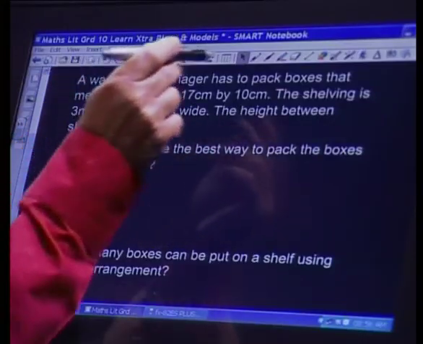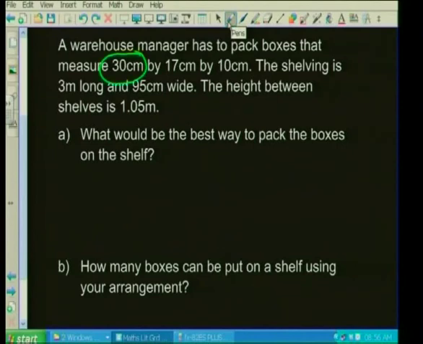Well, I'd need to consider each measurement in terms of my length, my breadth, and my height, and which way it would be best to pack this on the shelf. For example, if I used the length of my box here, the 30 centimeters, and I said, well, okay, the shelving is 3 meters long. How many centimeters is 3 meters? Well, it's 3 times 100, which means it's 300. How many lots of 30 centimeters could I pack along 3 meters? Well, that would fit very nicely, because 300 divided by 30 is simply 10.